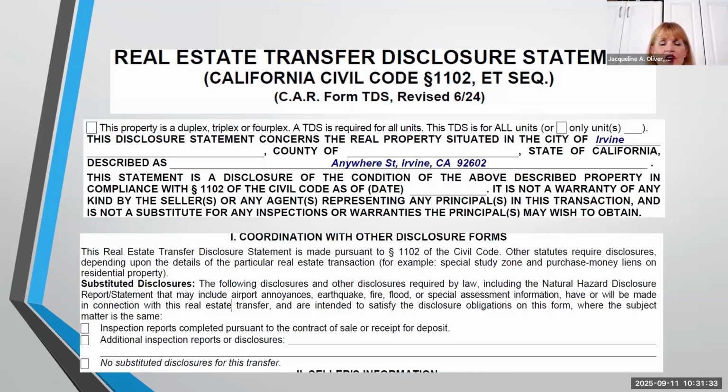And again, this is the area I was talking about at the bottom of the slide that you're looking at, the substituted disclosures. That's where you check off the inspection reports completed pursuant to the contract and the RPA, and then any additional inspection reports, like citations that were on the property and were removed.